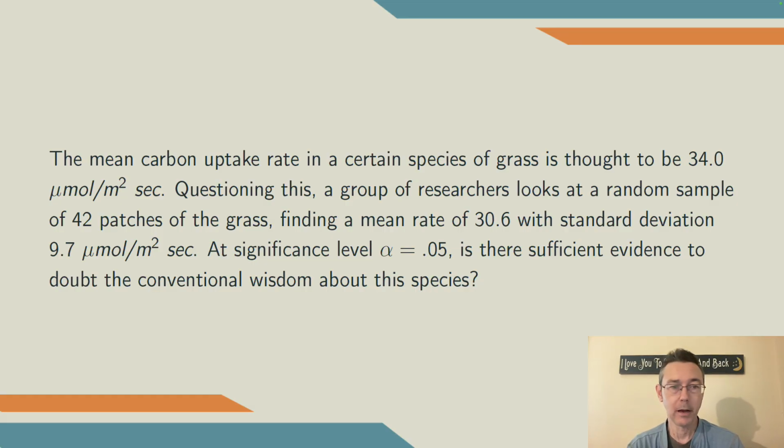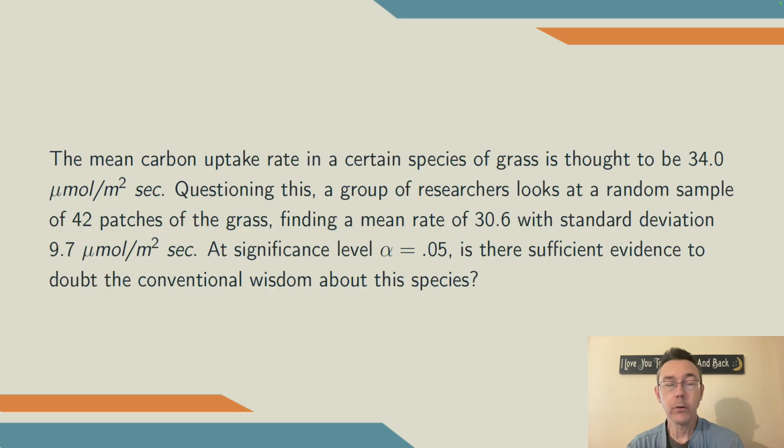The mean carbon uptake rate in a certain species of grass is thought to be 34.0 micromoles per square meter per second. Questioning this, a group of researchers looks at a random sample of 42 patches of grass, finding a mean rate of 30.6 with a standard deviation of 9.7. Working at significance level alpha equals 0.05, is there sufficient evidence to doubt the conventional wisdom about this species?